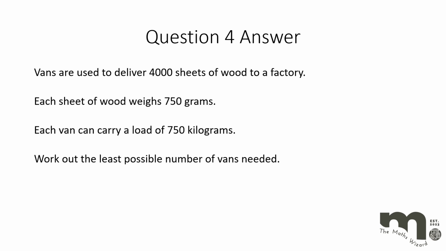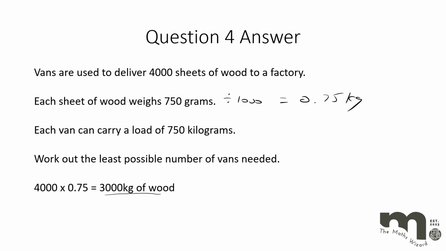Okay, so let's take a look at this then. Well, I've turned that 750 grams into kilograms, so divided it by 1,000, and that gives me 0.75 kilograms for each sheet of wood. And if I do 4,000 times 0.75, that tells me I've got 3,000 kilograms of wood. And if I divide that by the 750 kilograms, means I'm going to need 4 vans. It actually works out as 4 vans exactly in this scenario.